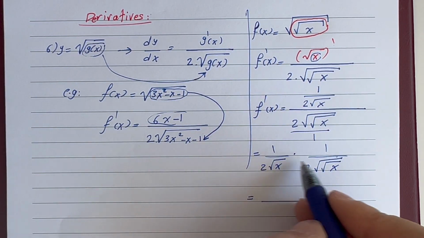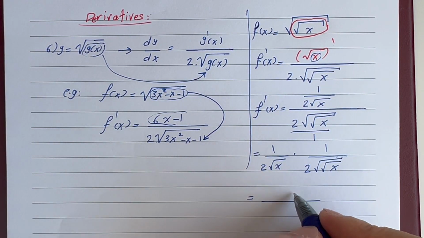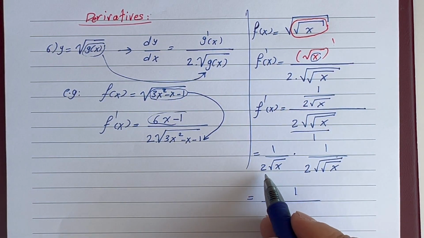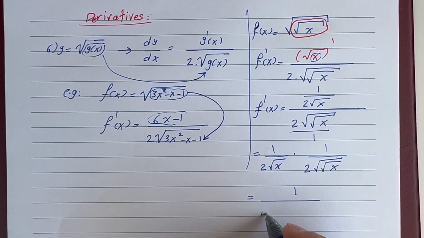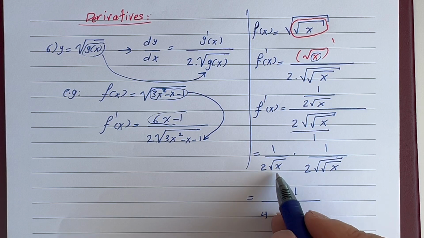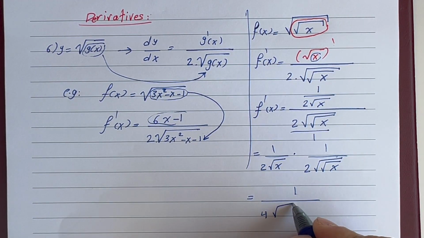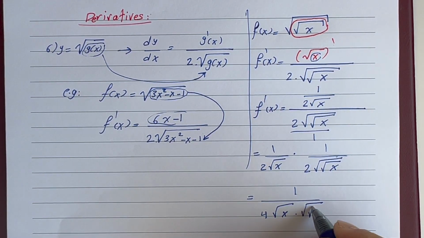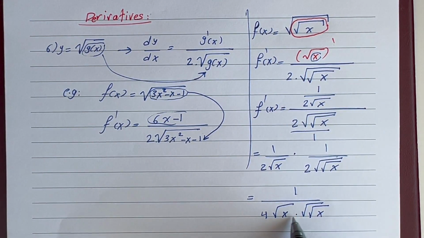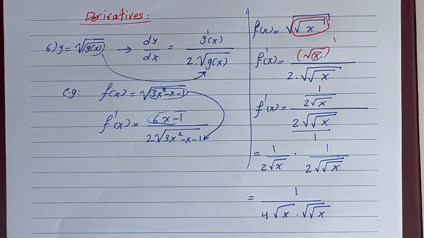So how to multiply fractions? Numerators by each other, 1 times 1 is 1, and denominators by each other, 2 times 2 is 4. Square root times square root, we cannot do anything here because they are different, so square root of x times square root of x, they are different. Please don't combine this, and that's all.